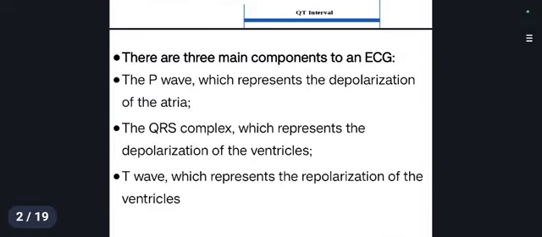There are three main components to an ECG. The P wave is the first waveform in the heart, which represents the depolarization of the atria. The QRS complex represents the depolarization of the ventricles. And last, the T wave, which represents the repolarization of the ventricles.